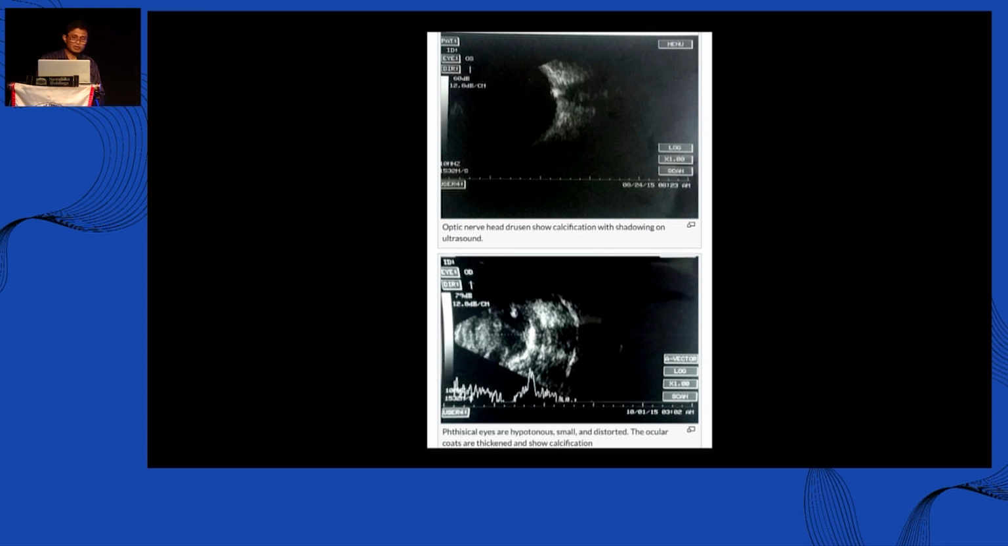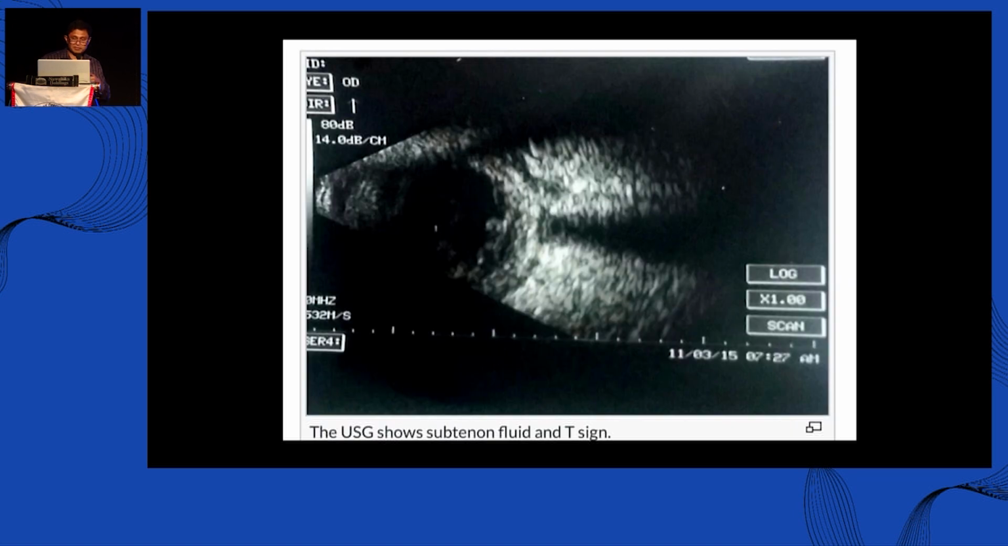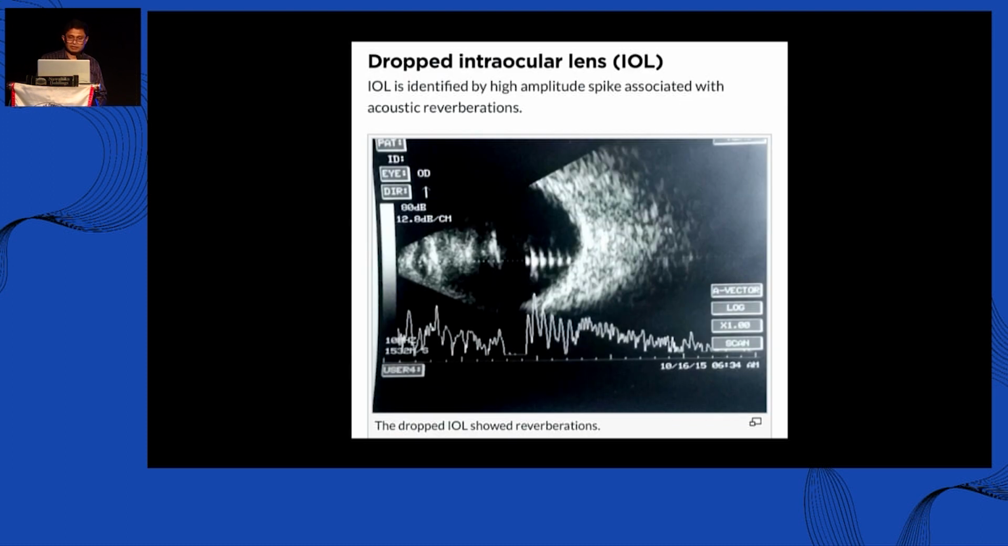And usually, I think the best test in our setup would be a B scan, where you see that hyperechoic area showing these. So this is the posterior scleritis T sign, and drop IOL will show reverberations. You can see multiple sharp hyperechoic lesions in the posterior part, that usually denotes dropped IOL.